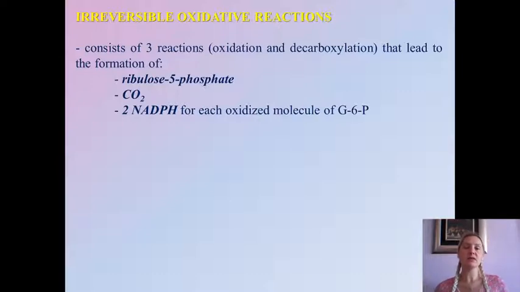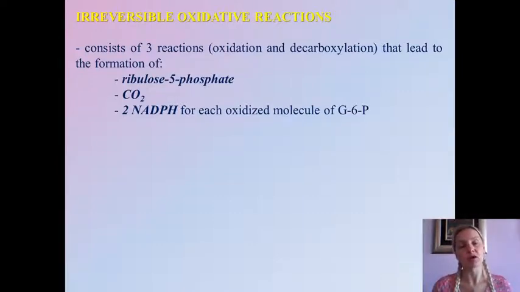So I have already mentioned that this metabolic pathway starts with two irreversible oxidative reactions. Actually, two parts, but three reactions, which are defined as an oxidation reaction and decarboxylation reactions. And the final products of these three reactions are ribulose 5-phosphate, carbon dioxide, and two molecules of NADPH.